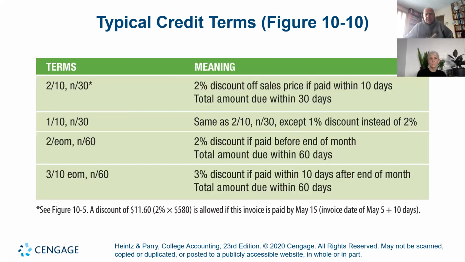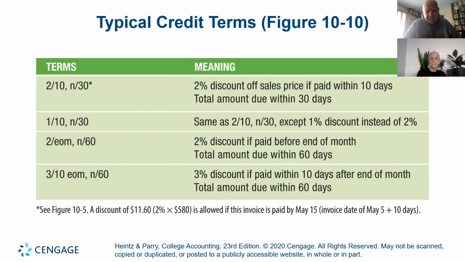So here's what we're talking about, Lori. Are you familiar with this 2/10 net 30? Have you seen this before? Yeah, I offer a 1%, 10 net 30 for my account. Okay, good. That's very generous of you. We'll talk about that in a minute here.